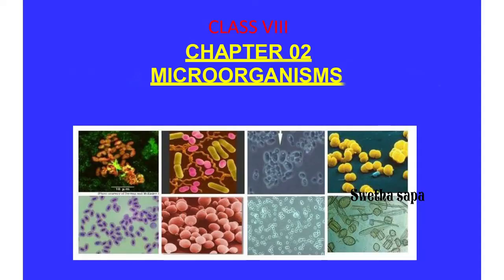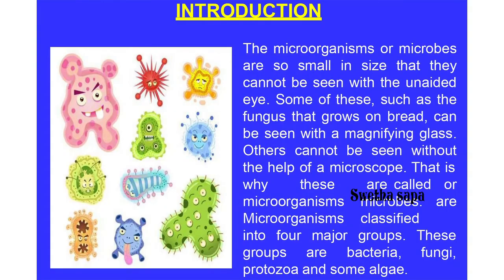Next topic we are going to discuss is microorganisms, which is taken from chapter 2 of grade 8 CBSE science. So what are microorganisms? The microorganisms or microbes are very minute organisms. These cannot be seen through the naked eye. So the examples include algae, fungi, bacteria, etc. These microorganisms may be helpful or harmful to humankind.